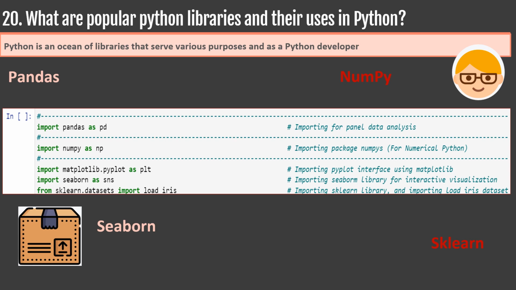Seaborn. Seaborn is a Python data visualization library based on Matplotlib. It provides a high-level interface for drawing attractive and informative statistical graphics. Scikit-learn. It is a Python library associated with NumPy and SciPy. It is considered as one of the best libraries for working with complex data. SciPy is a machine learning library for application developers and engineers. SciPy library contains modules for optimization, linear algebra, integration, and statistics.